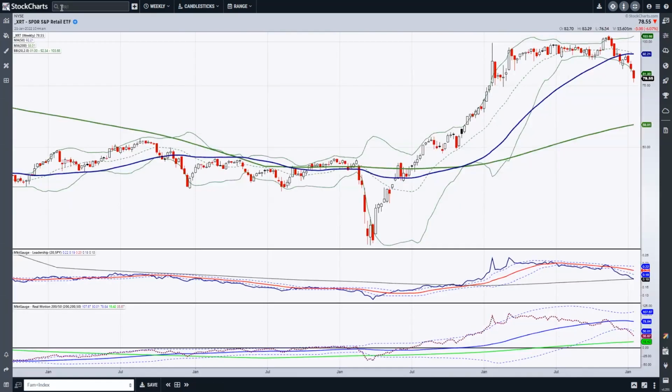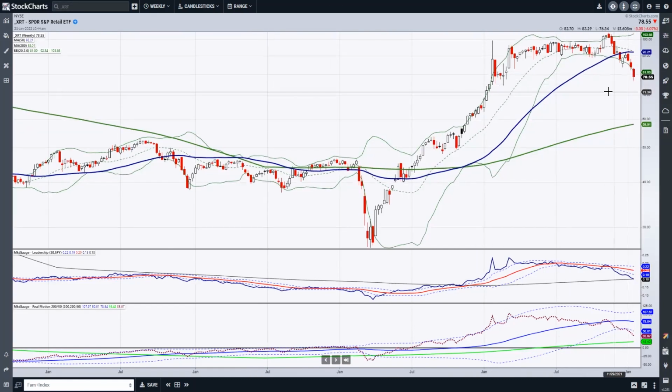Here's XRT. Now, this did actually break down under the 50-week, but let's go back to that trading range theory. If we go back to this low that was made here in February of 2021, similar to IWM, although IWM is a little bit lower because that was at 204, this has not actually taken that out yet. So that means that at around 74, we could find some support.